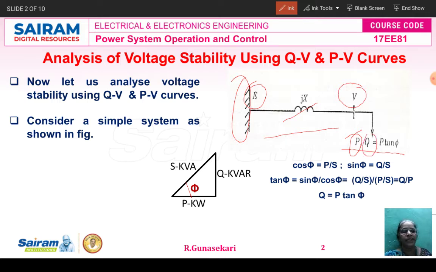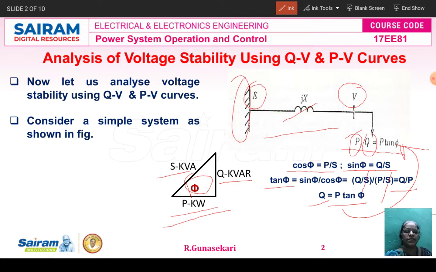Here Q equals P tan phi. You see, this is the power triangle. The adjacent side is the real power, the hypotenuse is the apparent power, and the opposite side is the reactive power. This angle is the power factor angle, or phase angle phi. From the power triangle, cos phi equals P by S, and sin phi equals Q by S. Therefore tan phi equals sin phi divided by cos phi, that is Q by S divided by P by S. S cancels, and finally we get Q by P. Therefore the reactive power Q is equal to P times tan phi. This is what you have to apply here.